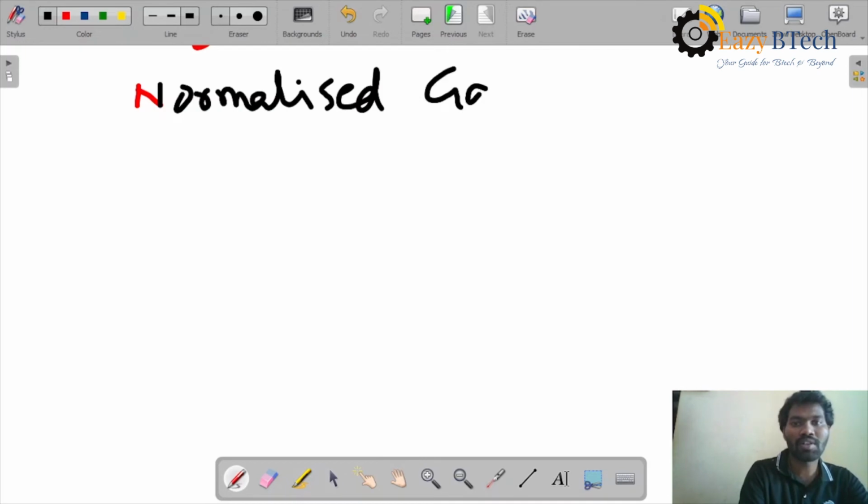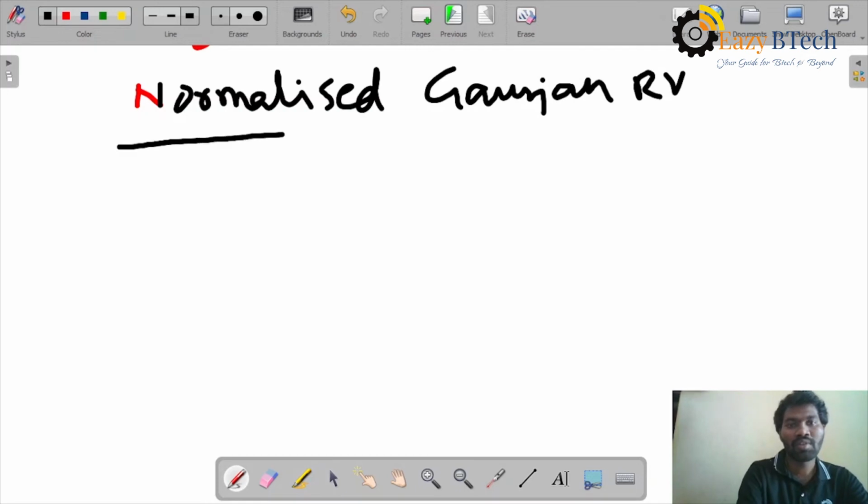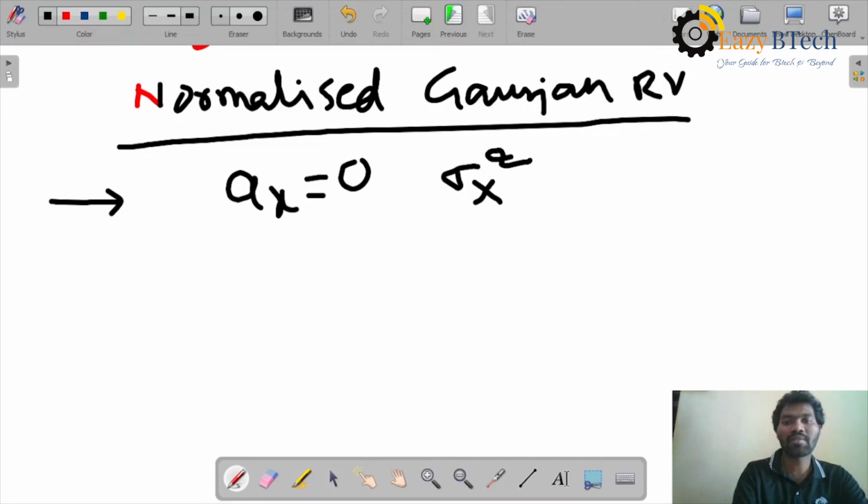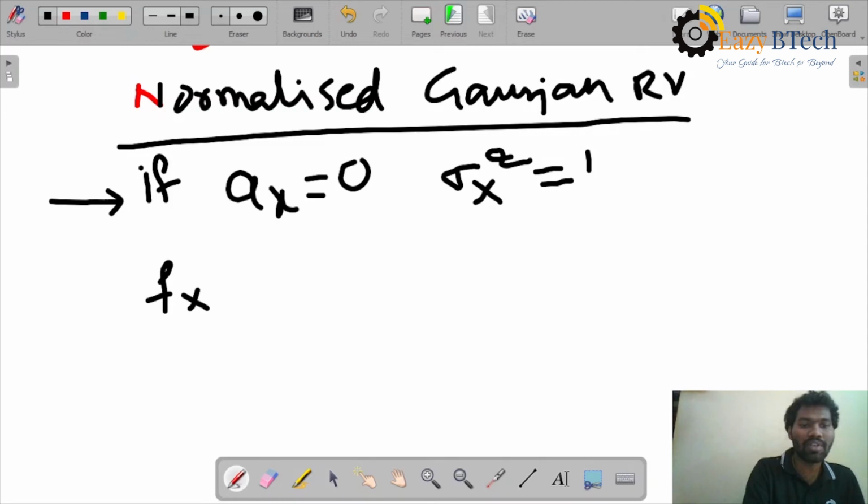Normalized Gaussian random variable. A Gaussian random variable is called a normalized Gaussian random variable if its mean is equal to 0 and variance sigma x square is equal to 1. So in that case, how does the Gaussian density function look?